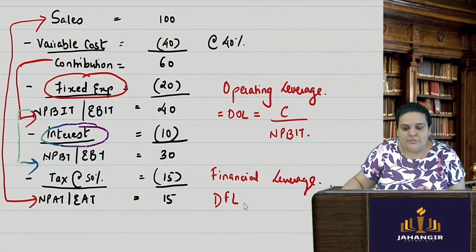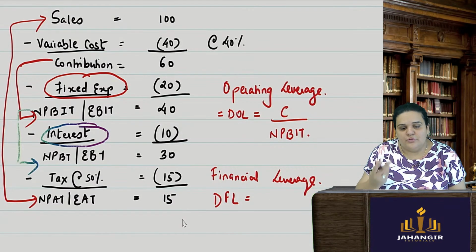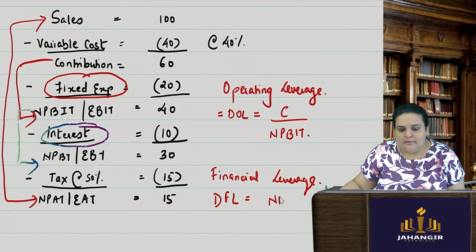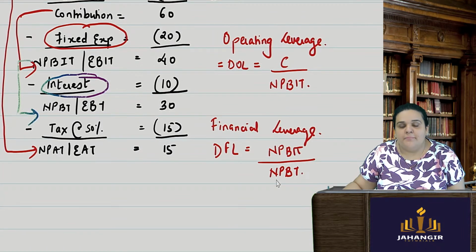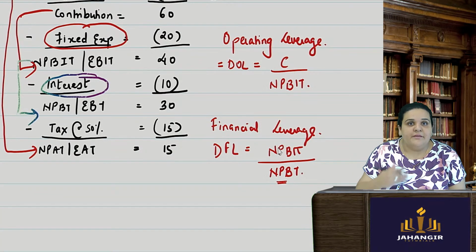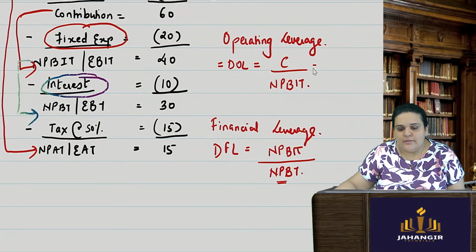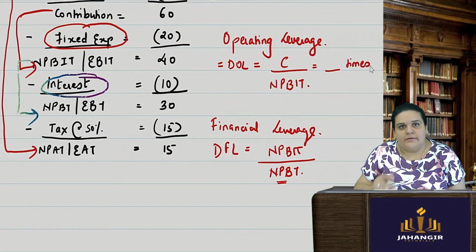degree of financial leverage, which is nothing but the change in one variable against the other. So your two variables are NPBIT upon NPBT. How much is NPBT going to change due to the change in NPBIT? Because there is a fixed financial expense involved over here. And every time we do leverages, the answer which we get is in times. It is 2 times or 4 times or 5 times, whatever.